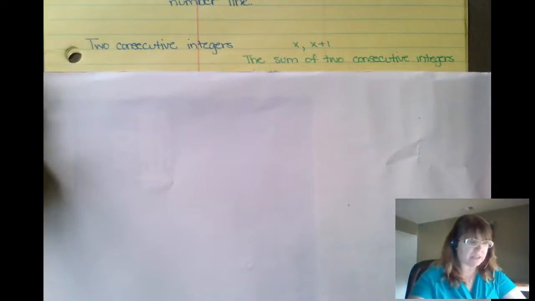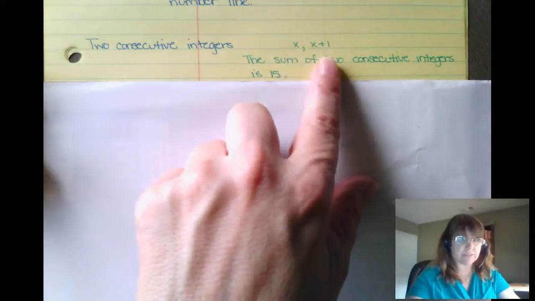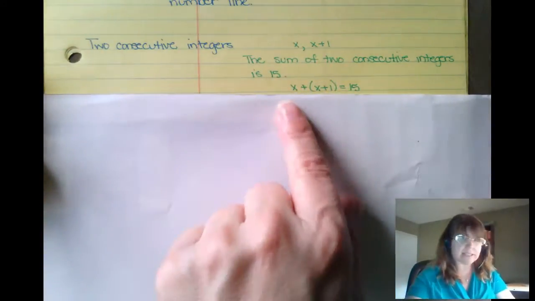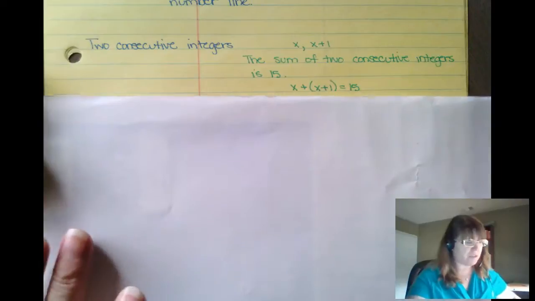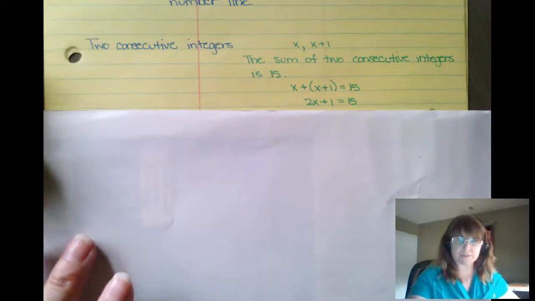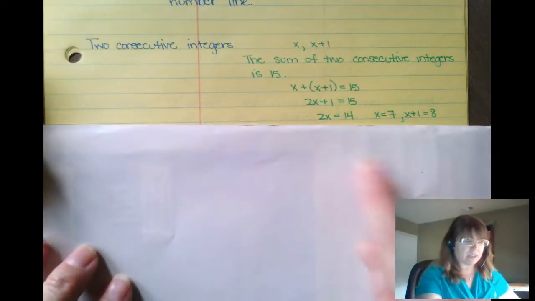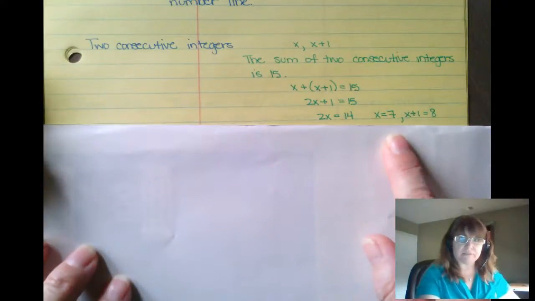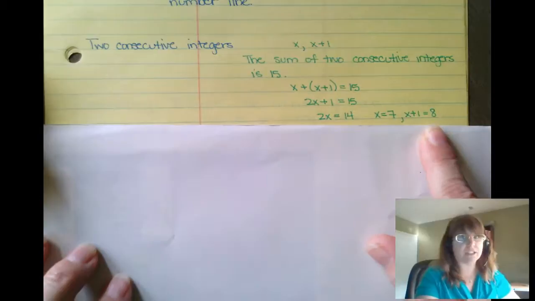For example, the sum of two consecutive integers is 15. So the sum of two consecutive integers, if I use x and x plus 1, then I say x + (x + 1) = 15. I'm just going to solve the problem like I normally would, combine like terms, subtract 1 from each side, divide by 2, therefore x is 7. And my next consecutive integer would be x plus 1, which is 7 plus 1, which is 8. And you do want to kind of mentally check, does 7 plus 8 equal 15? Yes, it does.